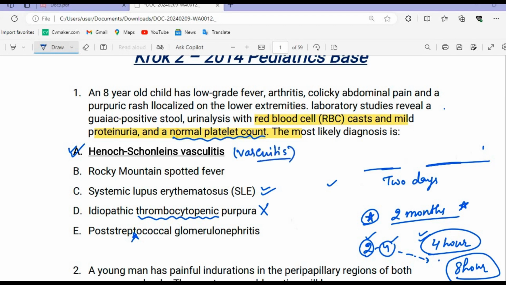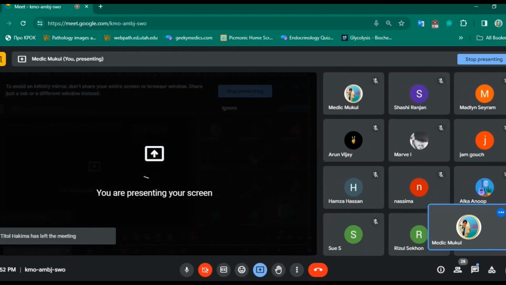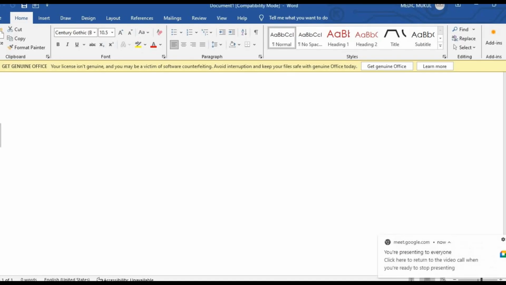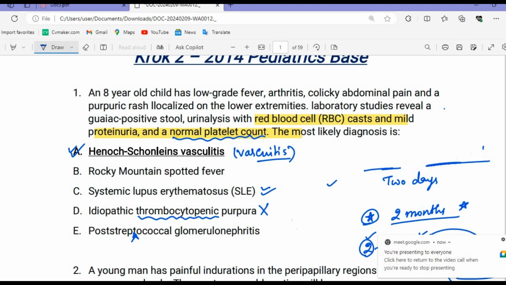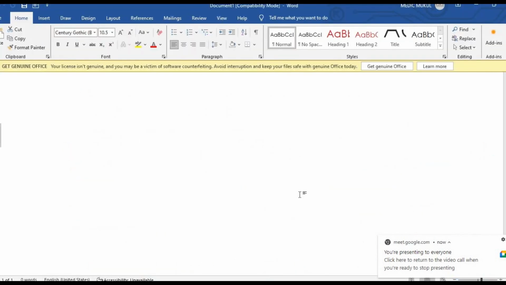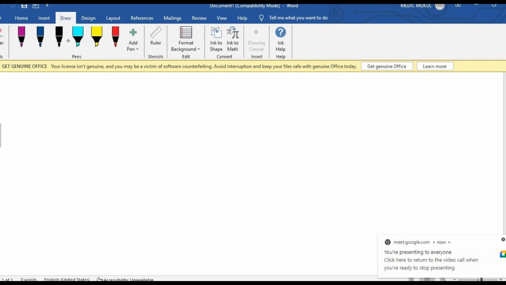So today we will discuss vasculitis only. Let's discuss all those vasculitides. All the vasculitides are very, very important topics. So the topic for today is vasculitis.